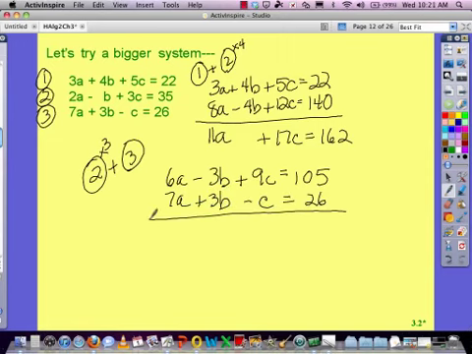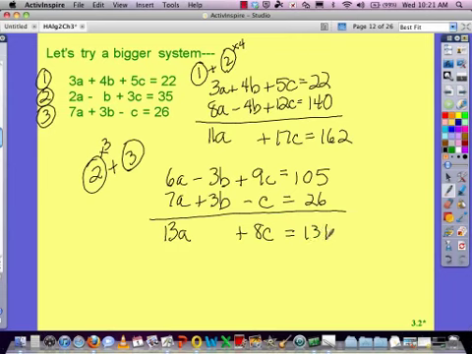Now I look at what I have, and again I'm saying b's are what I want to eliminate. B was exactly what I eliminated the first time around, and I would do so by adding. So here we go. 6 and 7 is 13a. 9c and negative 1c is 8c. And 105 and 26 is 131.